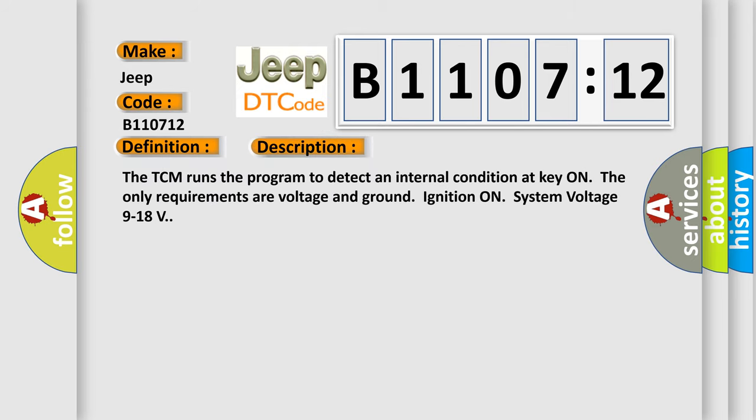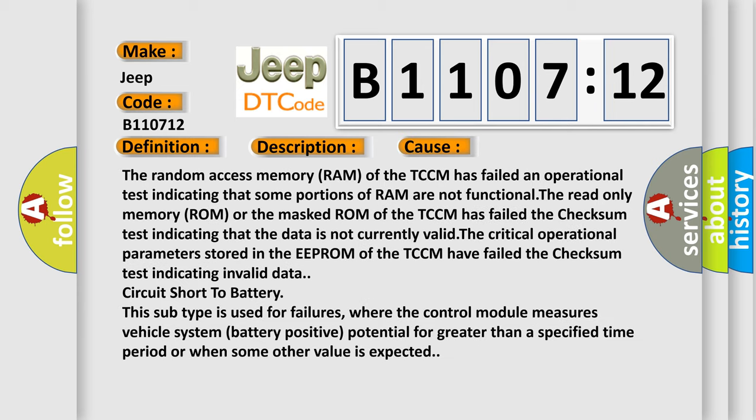The TCM runs the program to detect an internal condition at key on, with the only requirements being voltage and ground, ignition on, system voltage 9 to 18 volts. This diagnostic error occurs most often in these cases. The random access memory RAM of the TCCM has failed an operational test, indicating that some portions of RAM are not functional. The read-only memory ROM or the masked ROM of the TCCM has failed the checksum test, indicating that the data is not currently valid.